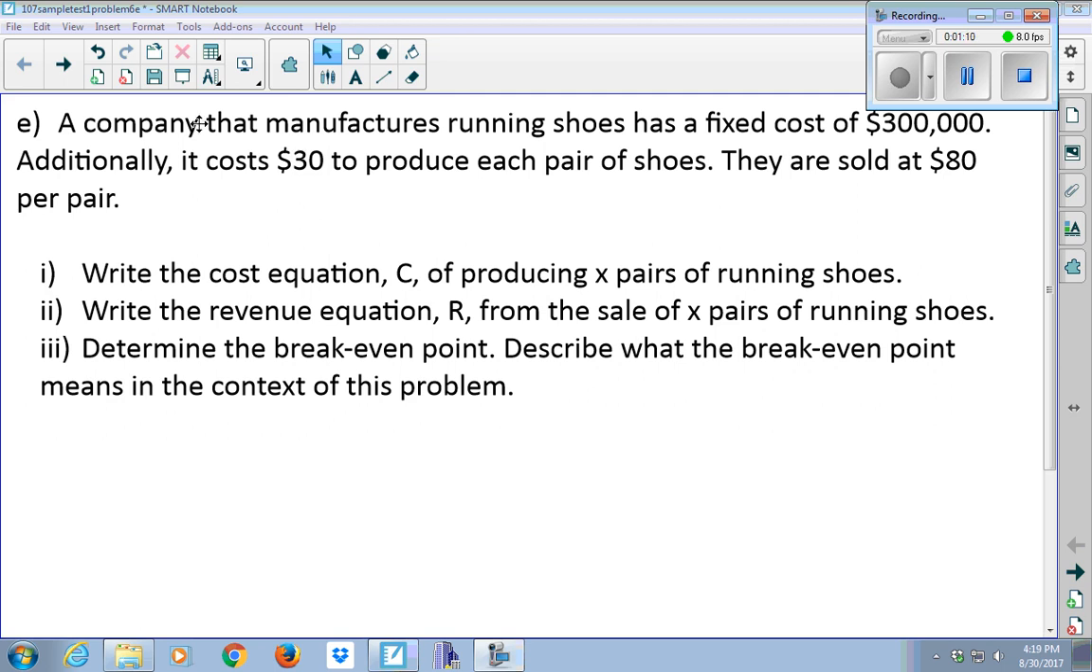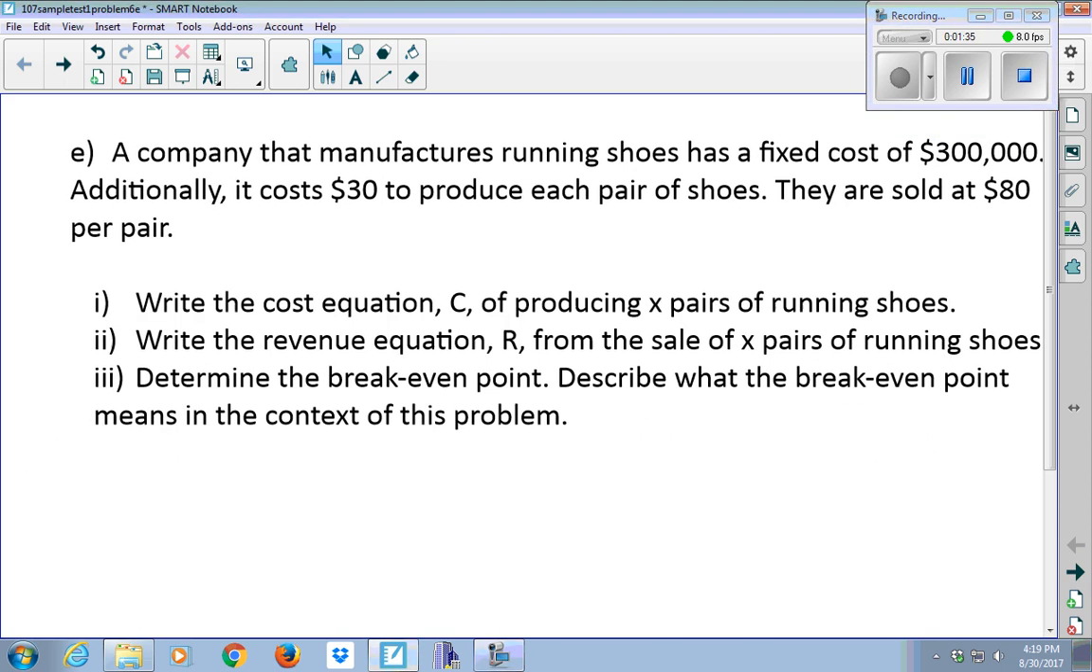So remember, the break-even point is how many pairs of running shoes will I have to both produce and sell in order for the costs and the revenue to be equal? So at what point will the money I put out equal the money I take in? That's the break-even point.